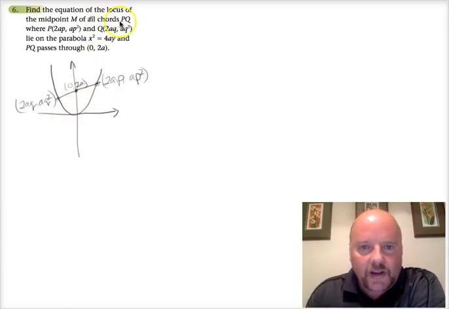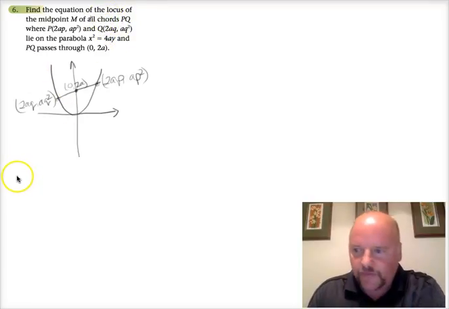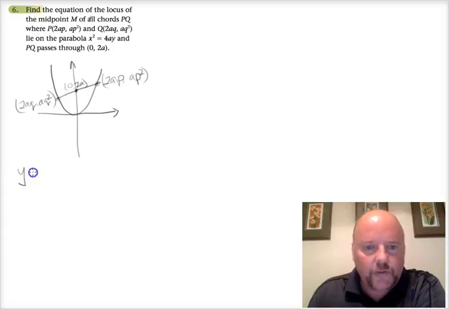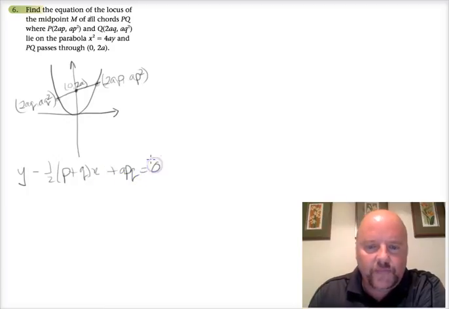Whenever I see chords PQ, which sit on the parabola, let's write down the general form of it. So you're looking for y minus a half (p plus q) x plus apq equals 0. So I'll probably end up using that at some stage.